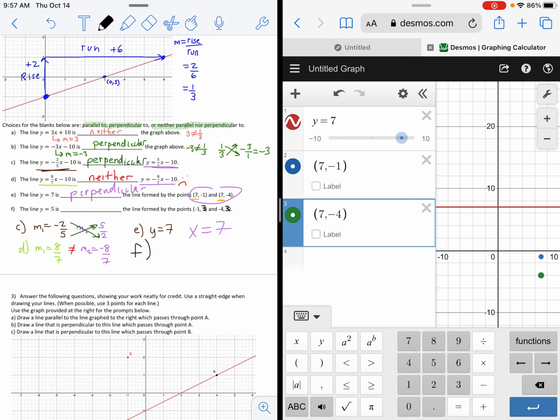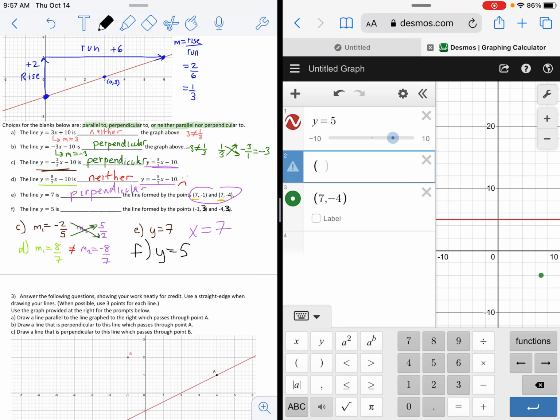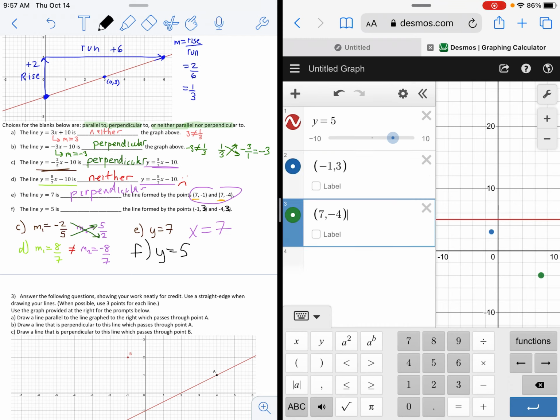And then for F, we got y equals 5. So let's change that first equation, y equals 5. And then this next one, let's replug these points in. Now we have -1, 3 and -4, 3. So notice now to go through these green and blue dots, we'd need another horizontal line. And in fact, that equation would be y equals 3, because that's the y value of each coordinate. So this one would be parallel.